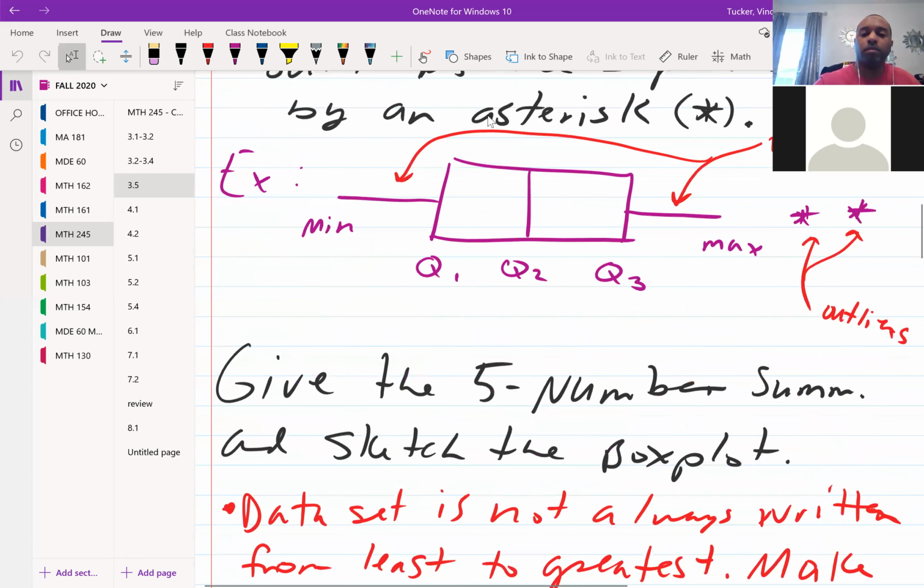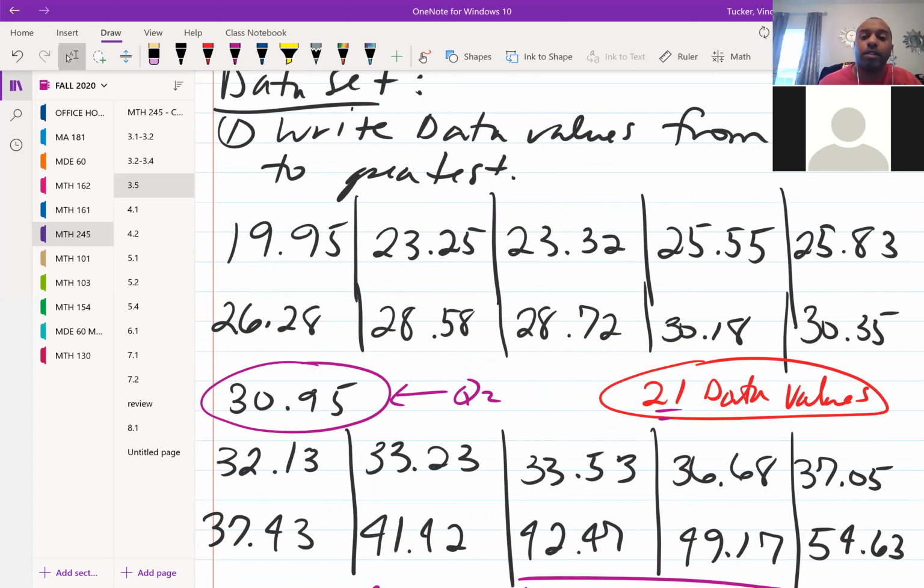Okay, so first up, just like before, list your data values from least to greatest. We have 21 data values in this case, so I'll give you a chance to write them. That 30.95 was our middle value. That's going to be Q2. So that's why, remember I told you that I strategically write my data values so that I have a top half of data, bottom half of data. So that means we'll have 10 in the top, 30.95 in the middle, and then 10 down bottom because we had 21 data values.